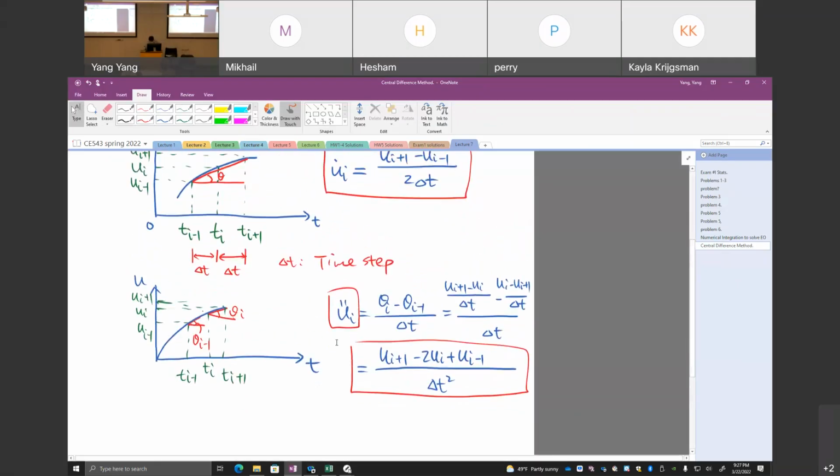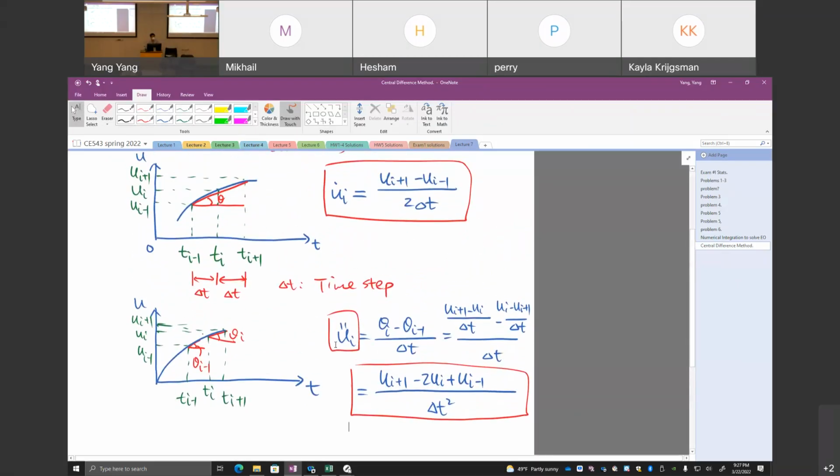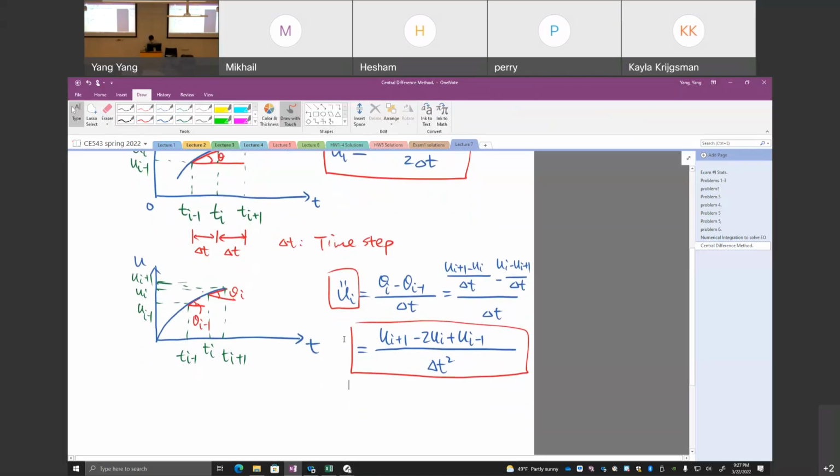Any questions up to here? Actually, the core of this method is to express the velocity and the acceleration in terms of time step and the displacement at different times. So based on these two approximations, we should be able to solve the equation of motion.